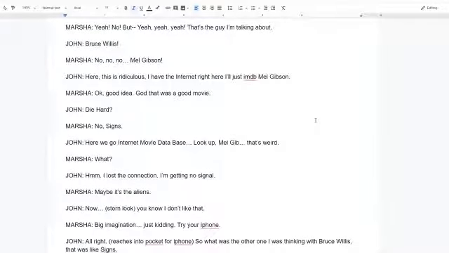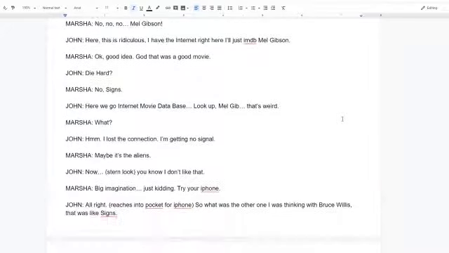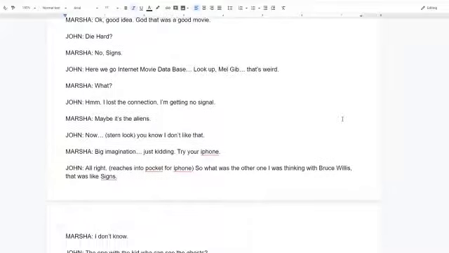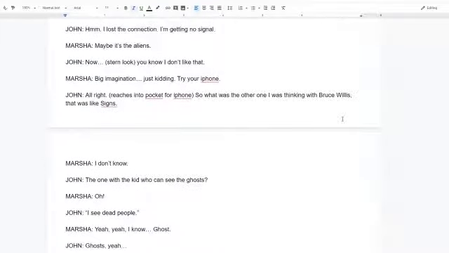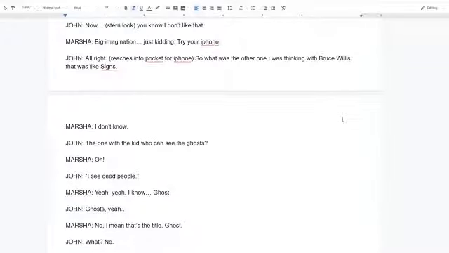Here, this is ridiculous. I have the internet right here. I'll just IMDb Mel Gibson. Okay, good idea. God, that was a good movie. Die Hard? No, Signs. Oh, here we go. Internet movie database. Look up Mel Gib. That's weird. What? I lost the connection. I'm getting no signal. Maybe it's the aliens. Now, you know I don't like that. Big imagination. Just kidding. Try your iPhone.